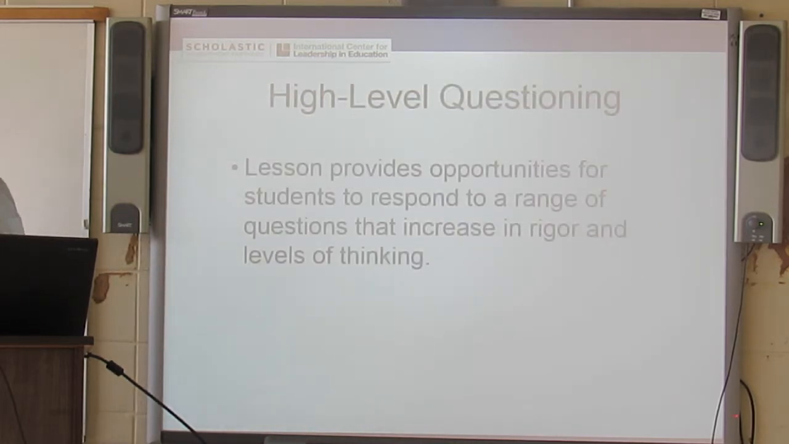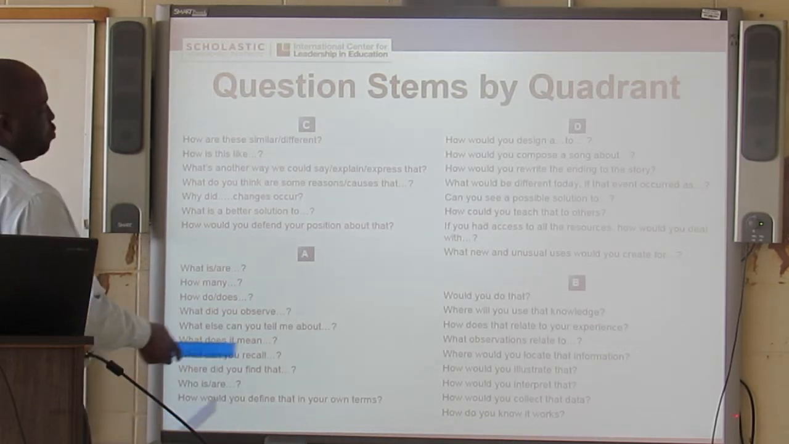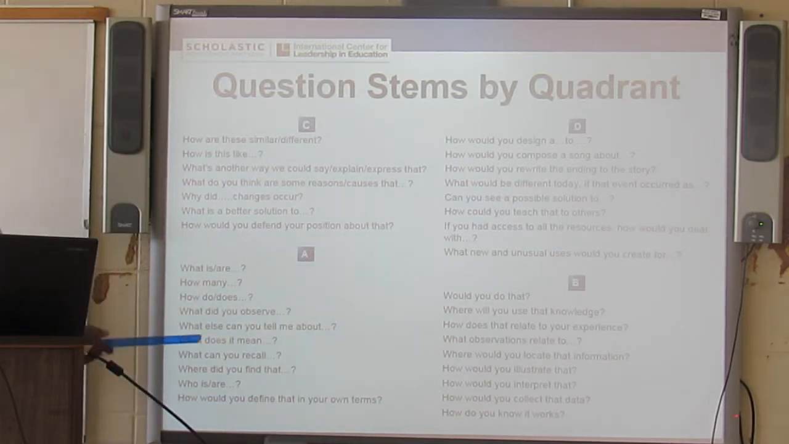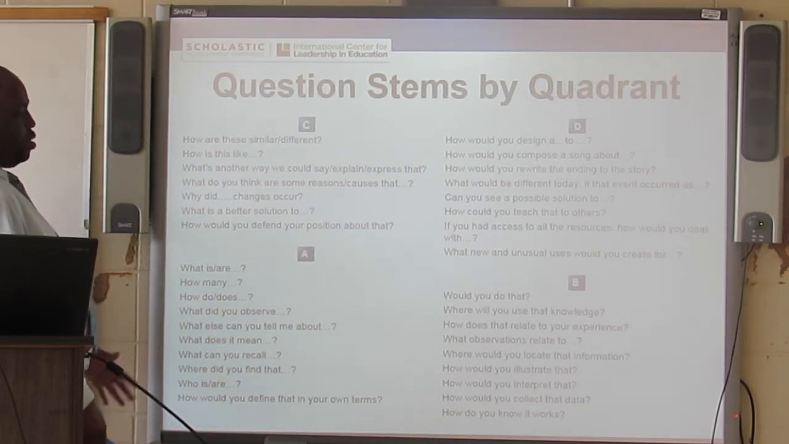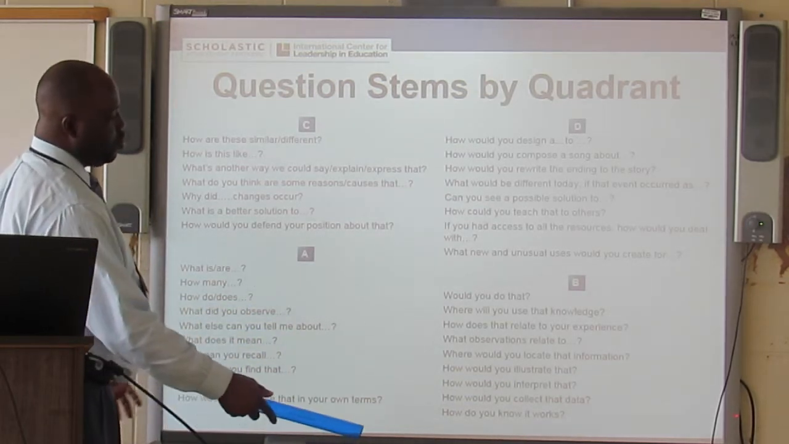High-level questioning. Lesson provides opportunities for students to respond to a range of questions that increase in rigor and levels of thinking. All right, here you have question stems by quadrants. Like I said, we start at A, then move B, C, D. Let's look at a couple of them. You have A: what is, how many, how do, how does. Then you move ahead to the B: would you do that? Where would you use that knowledge?